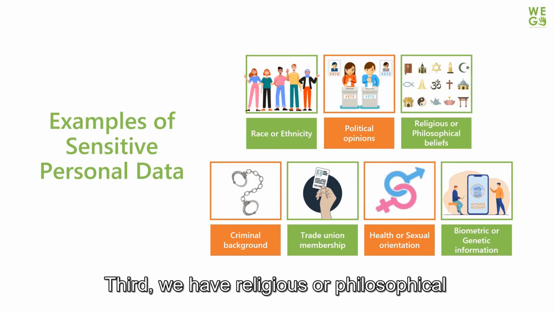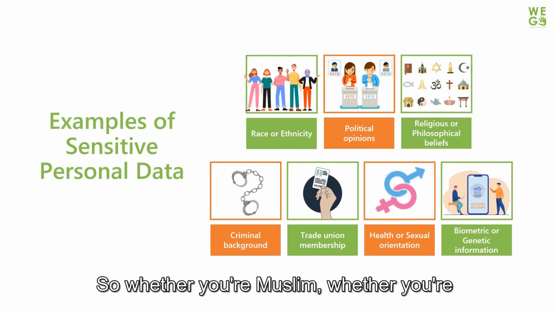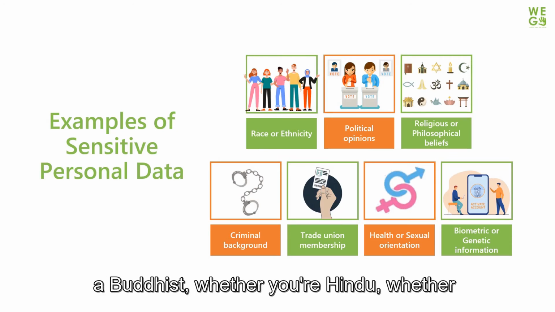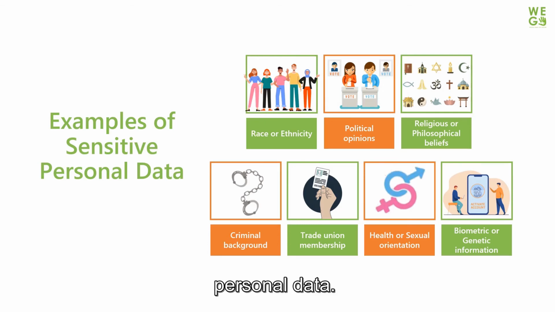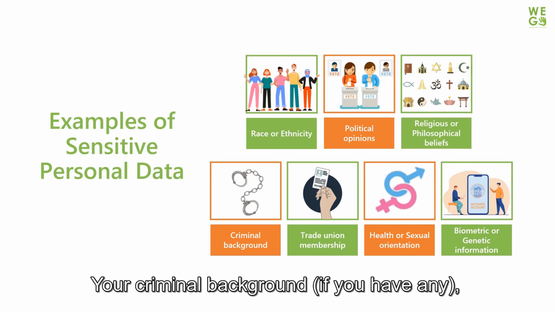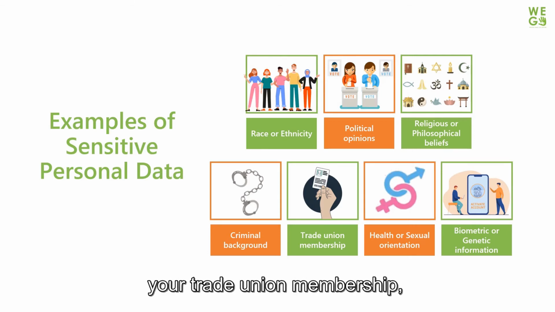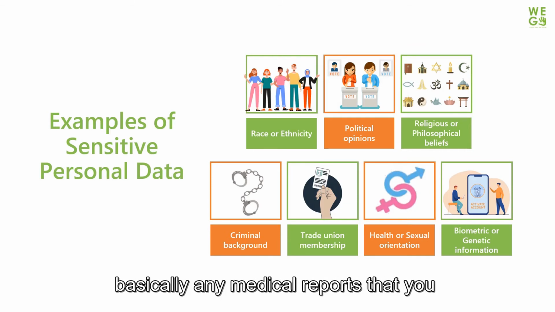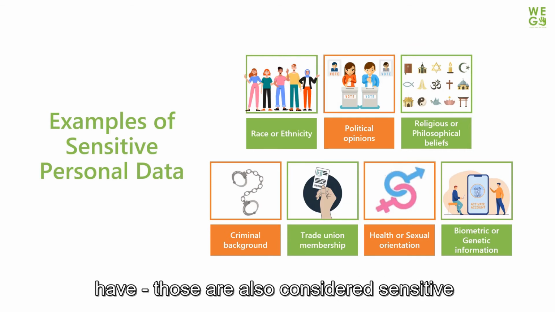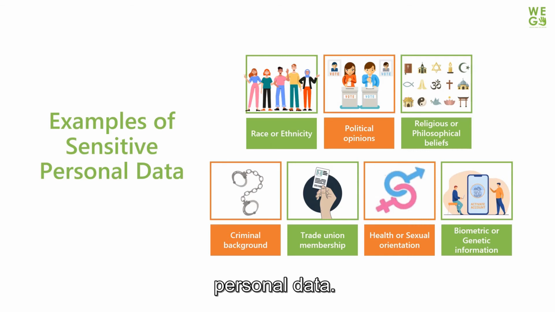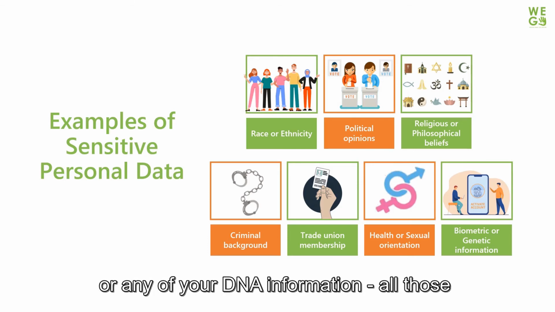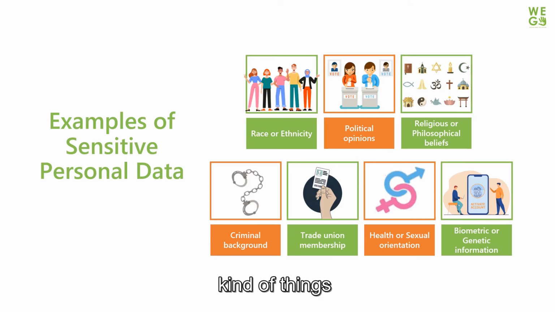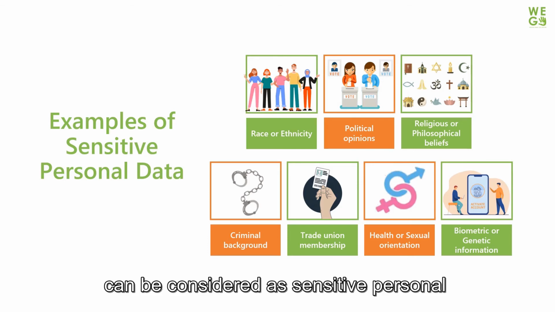Third, we have religious or philosophical beliefs. So whether you're Muslim, whether you're Buddhist, whether you're Hindu, whether you're Christian, or any other religion, those are also considered sensitive personal data. Your criminal background, if you have any, your trade union membership, your health or sexual orientation, basically any medical reports that you have, those are all also considered sensitive personal data. And finally, your biometric or genetic information, such as your fingerprint or any of your DNA information, all those kinds of things can be considered as sensitive personal data.